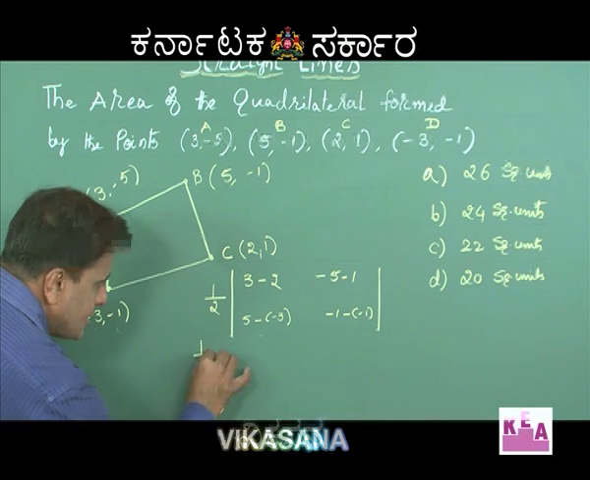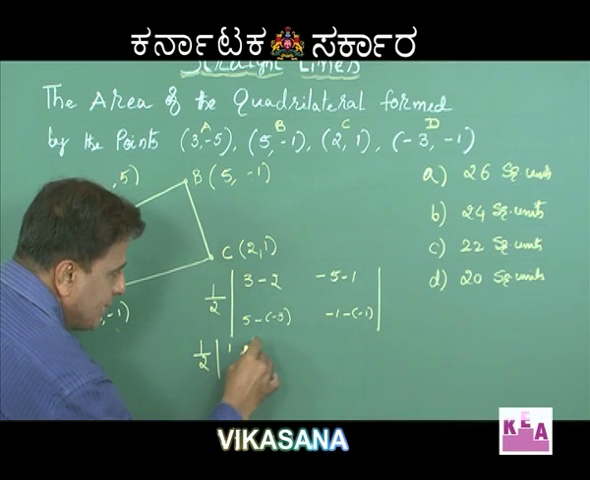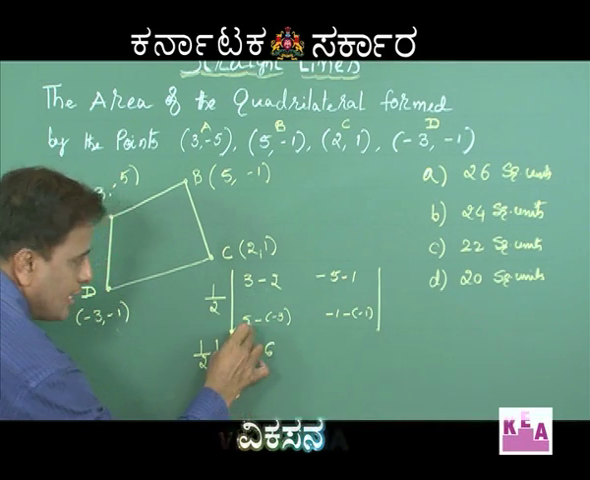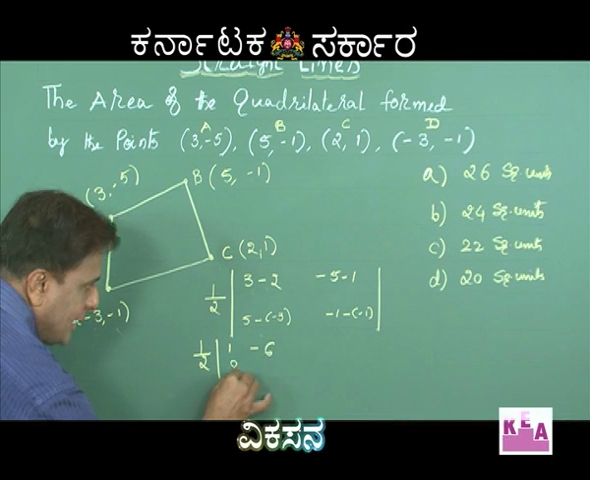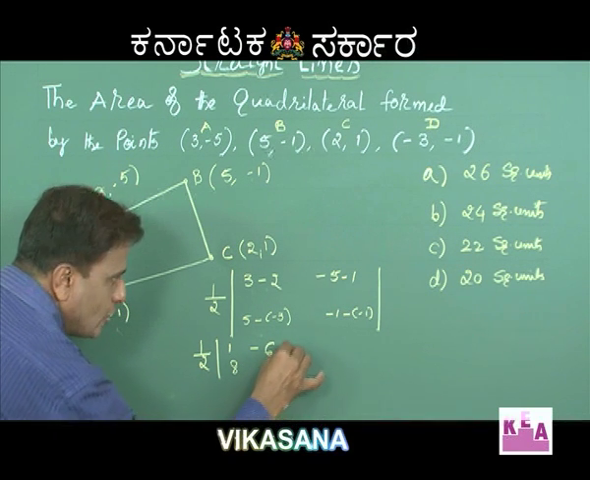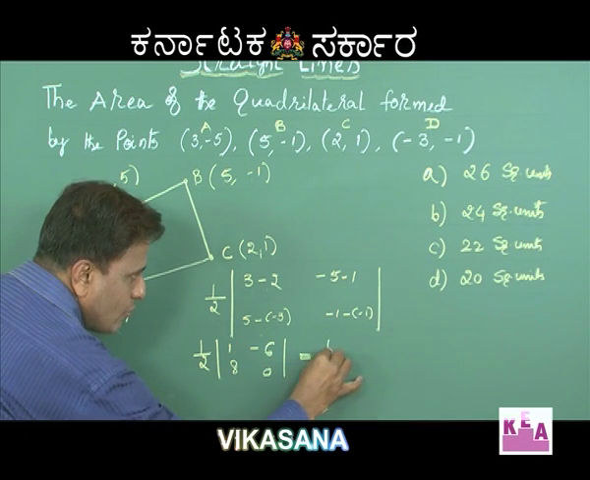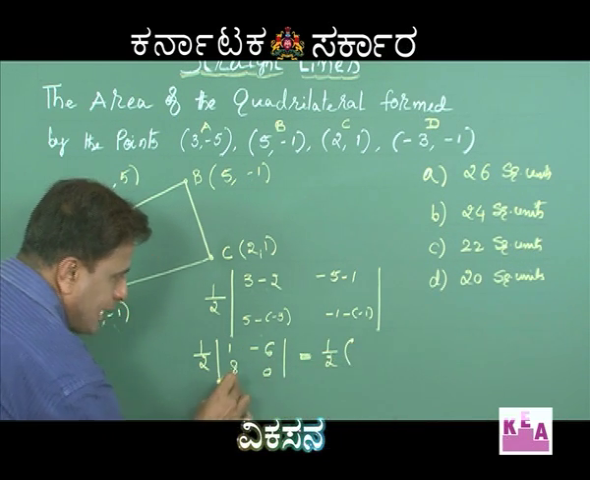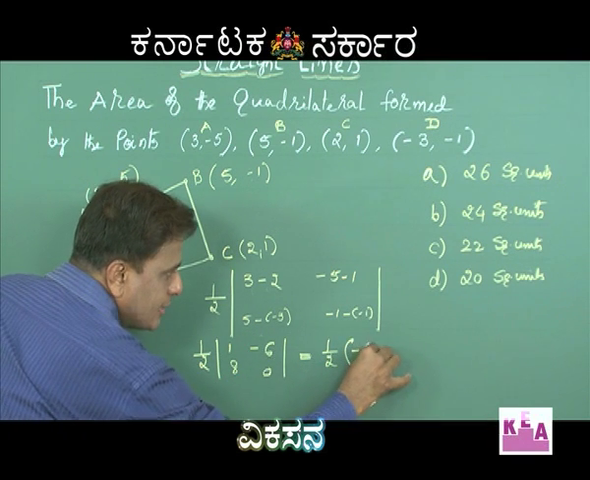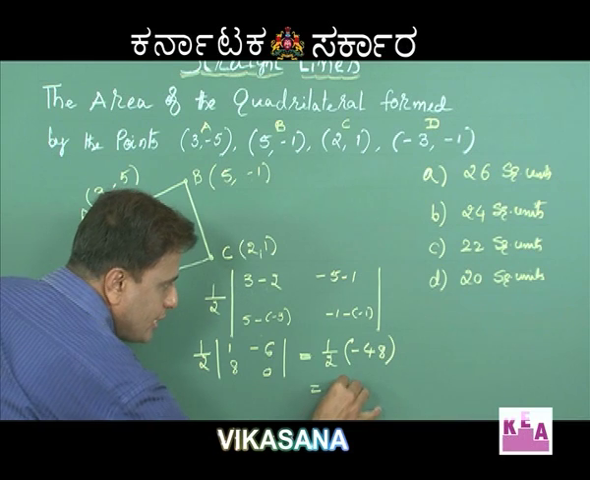Now the result is 1/2 times the determinant with 3 - 2 = 1, -5, -1 = -6, and 5 + 3 = 8, and -1 + 1 = 0. Therefore, 1/2 into 8 times 6 is 48, and directly it will be equal to 24.